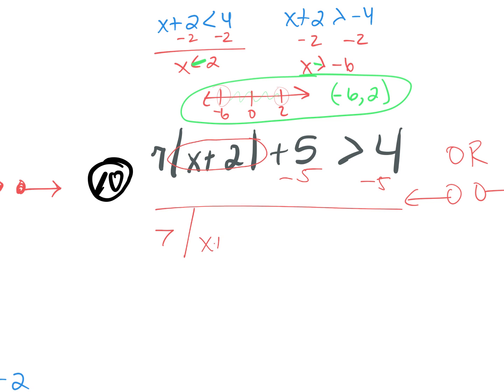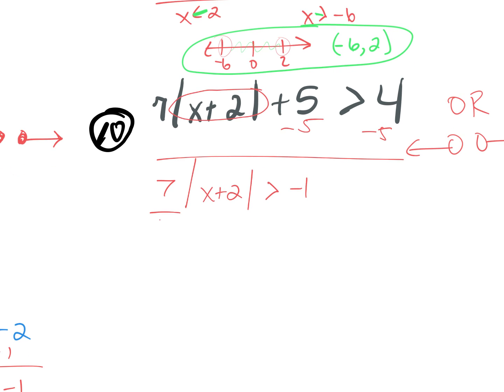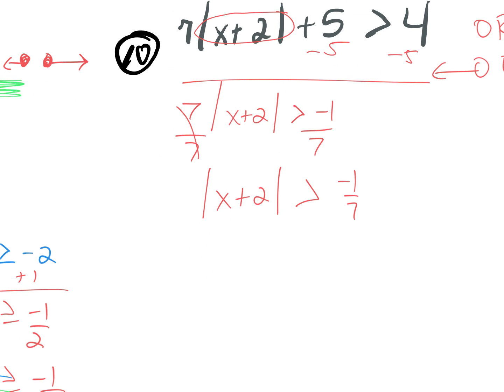7 times the absolute value of x plus 2 is greater than -1. Divide by 7. I didn't divide by a negative, so I don't have to do anything with my inequality sign. Greater than or equal to -1 over 7. All right. Yeah, I didn't mean to do that. Just greater than -1 over 7.